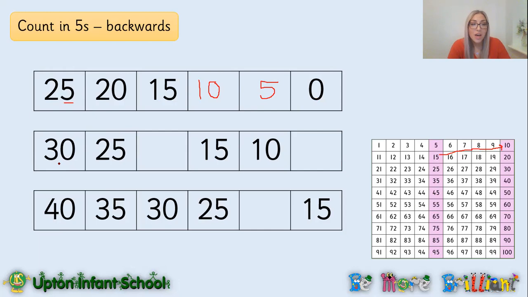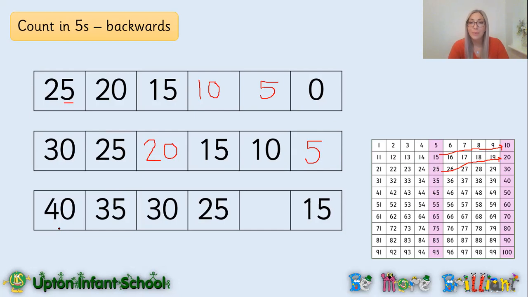Next one, 30, 25, something, 15, 10, something. Okay. Now I'm going to look at the one at the top and I've got 10 and then I have got 5. So I know this one is 5, but what goes in between 25 and 15? They both end in a 5. So I know it must end in a 0. And I'm looking at those 10s. So 25, I'm going to go back 5 and I have landed on 20.